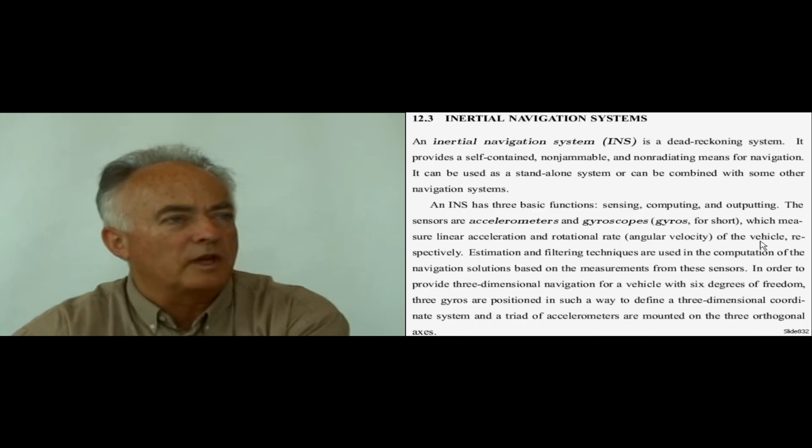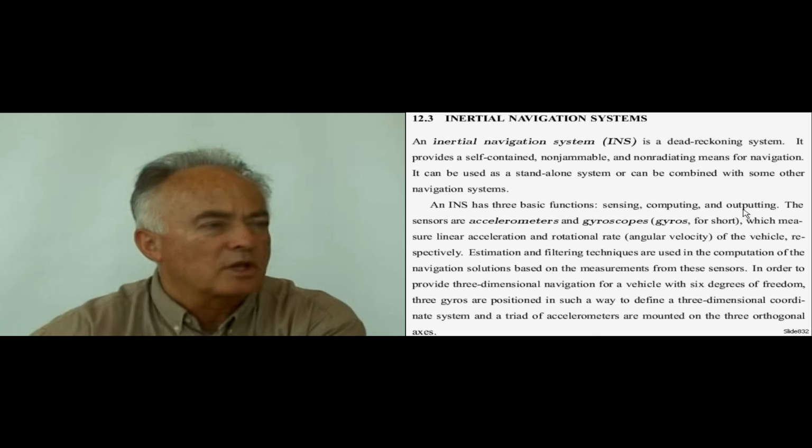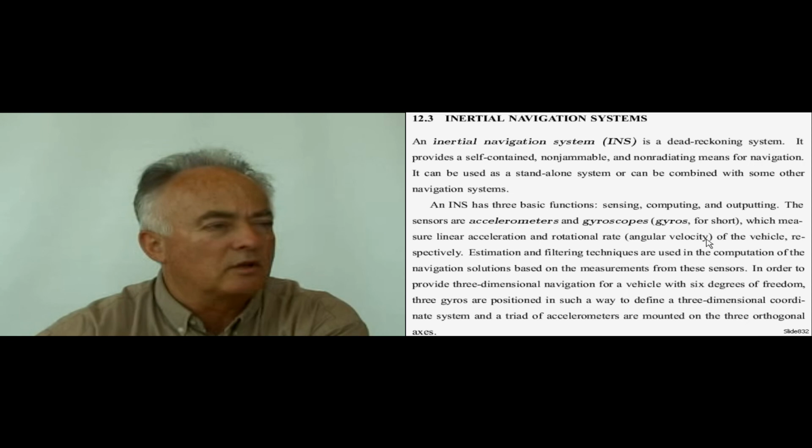Now, what is an inertial navigation system? It's really a dead reckoning system, which provides a non-jammable, self-contained and non-radiating, totally closed system for navigation, and can be used as standalone or combined with other navigation systems. There are three basic functions in an inertial navigation system: sensing, computing, and outputting. The sensors are accelerometers and gyroscopes, or gyros. An accelerometer measures linear acceleration, and a gyroscope measures the rotational rate or angular velocity of the vehicle.